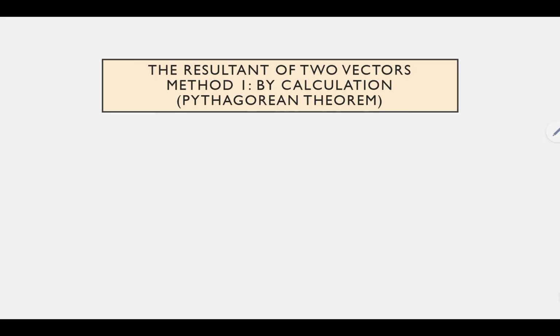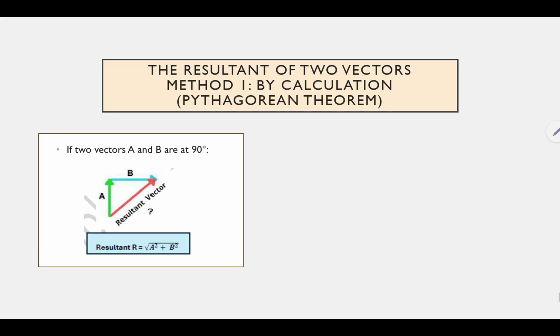Next, we need to know how to get the resultant of two vectors. We have two ways of doing this, one by calculation and two by graph. Let's start with the calculation using Pythagoras' theorem. If I have two vectors, A and B, to be able to do that, I have to make sure that they are at 90 degrees, as you can see here. So how do I get the resultant vector? To get the resultant vector, I'll take the square root of a squared plus b squared. And this will give me the value of my resultant vector.